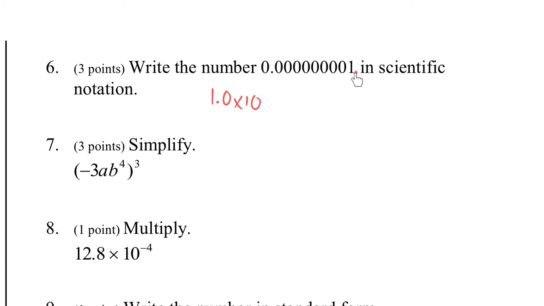So how many times do I have to move that? 1, 2, 3, 4, 5, 6, 7, 8, 9. I had to move it 9 times to the left. So it's times 10 to the negative ninth. And that is the number in scientific notation.